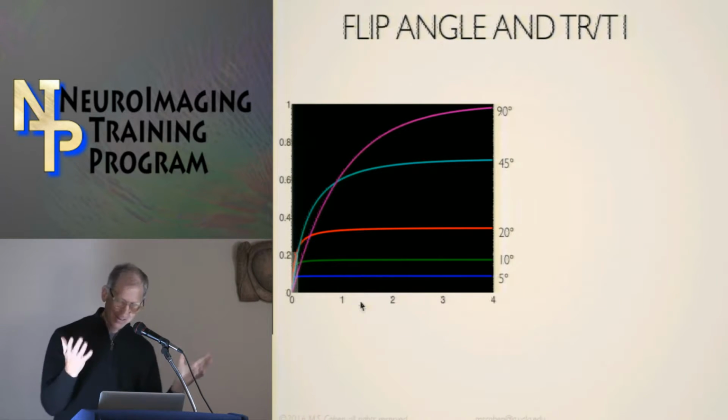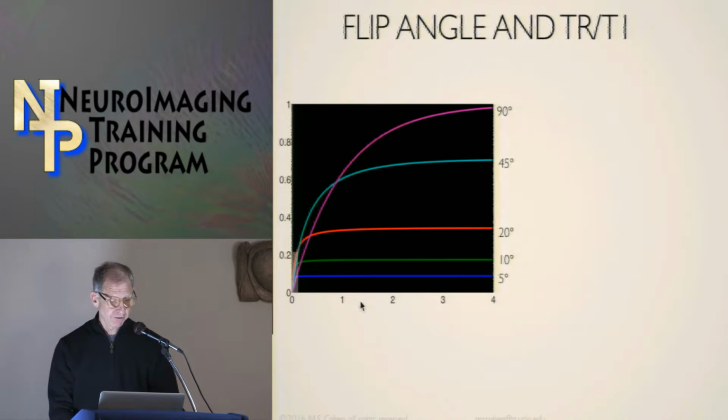So here's a plot of the relationship between TR, the ratio of TR to T1, normalized by the T1 of the tissue, and the signal vertically as a function of flip angle. And what you can see is that if your TR is extremely long compared to T1, you get your maximum signal. No surprise with that. On the other hand, if your TR is short compared to T1, what you find is that a smaller flip angle actually gives you larger signal.